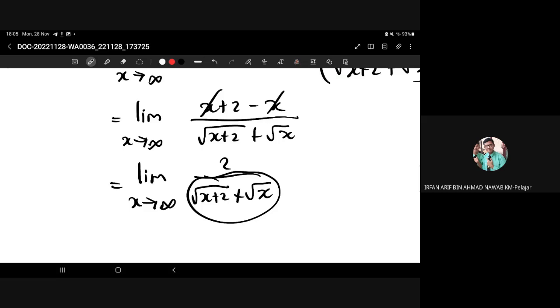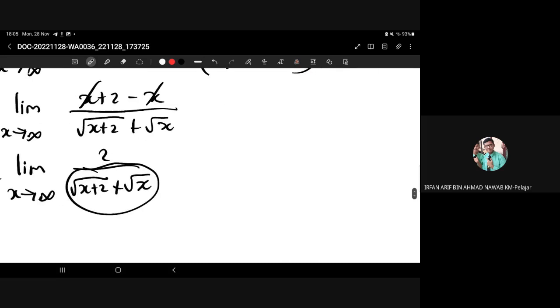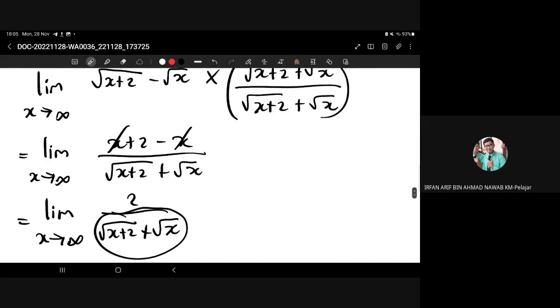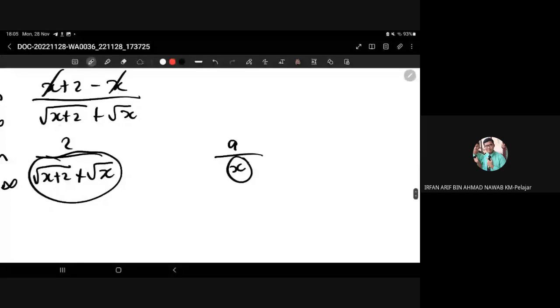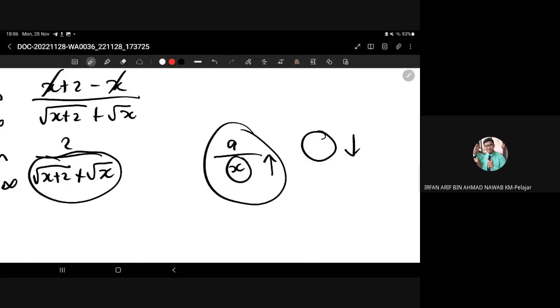So I would like to recall for the denominator, what happens if we increase the value of the denominator? Say A is our constant, and let's say X is our denominator. If the value of our denominator becomes larger, then the value of this function will be smaller and smaller and smaller, to the point where it is approaching zero. Yes? So that is my idea.